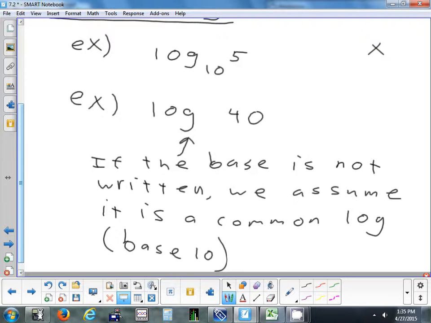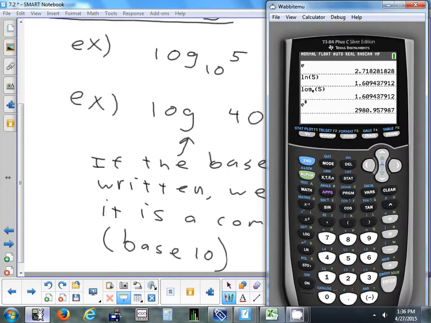Okay, any question about what a common log is or how you write it? I'd prefer you to just write it the way I did the second way. Log 40. And you can type this in on your calculator. So if you wanted to know what the log of 40 is on your calculator, just press log 40. Okay, I like to close the parenthesis, especially if you have something else you're going to type after it. If you don't, it doesn't really matter. That's the log of 40.